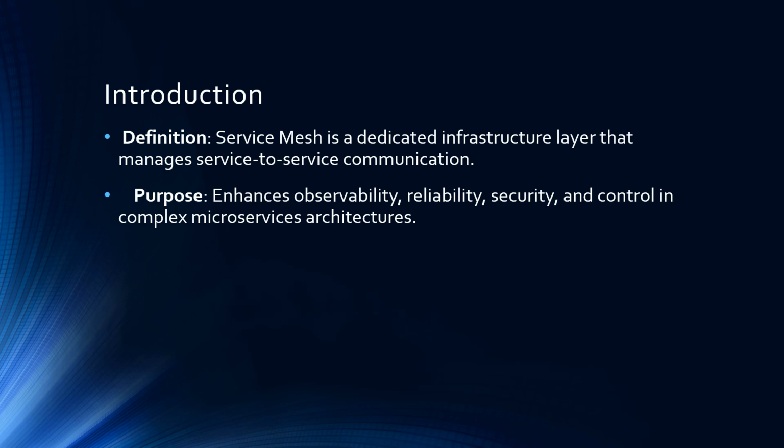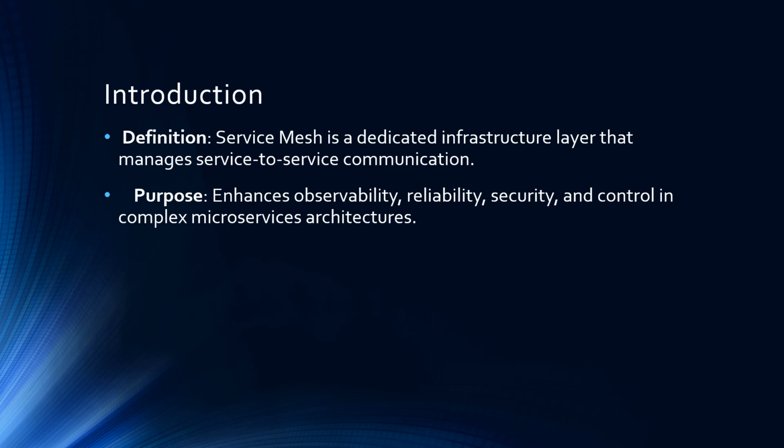Let's start by understanding what a service mesh is and why it has become such a crucial part of modern infrastructure. A service mesh is fundamentally a dedicated infrastructure layer that handles service-to-service communication in your microservices architecture. Think of it as a specialized network that sits between your services, managing and controlling how they talk to each other. This might sound simple, but its implications are profound. In traditional monolithic applications, service communication was straightforward. Everything happened within the same application.